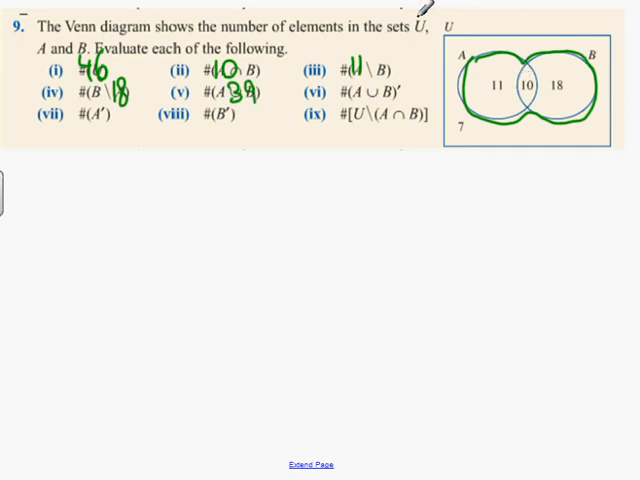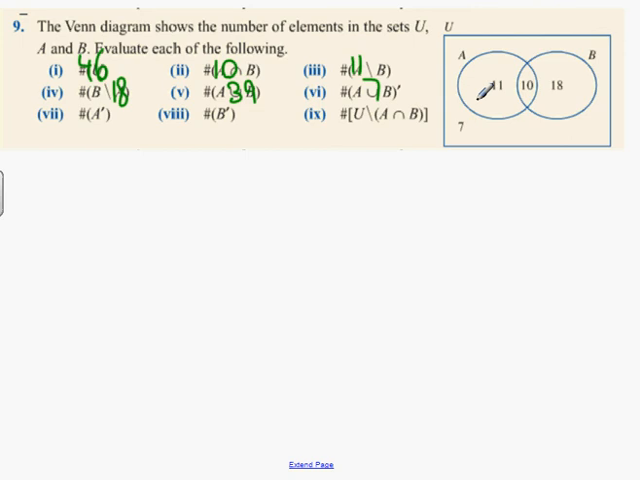Now, what does A union B complement mean? Every number that's outside of A union B. So the only thing outside it is the 7.